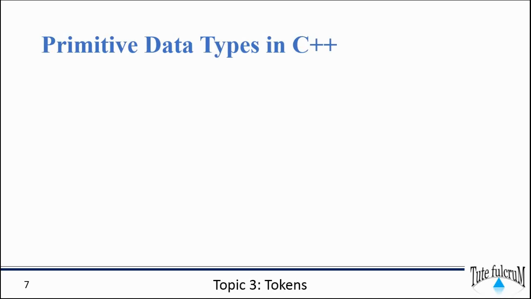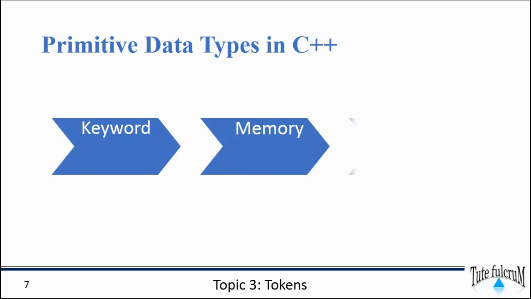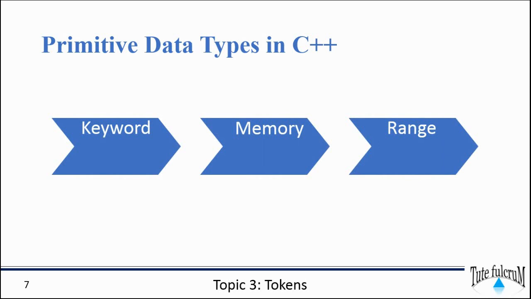Let's look into primitive data types in detail. To use a data type, you need to know mainly three points: the keyword, the memory, and the range. What range of values it can hold, what is the keyword that you're going to use to represent your data type, and how much memory it is going to use to store the data.